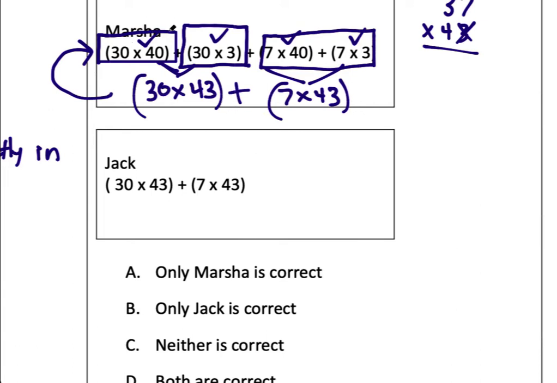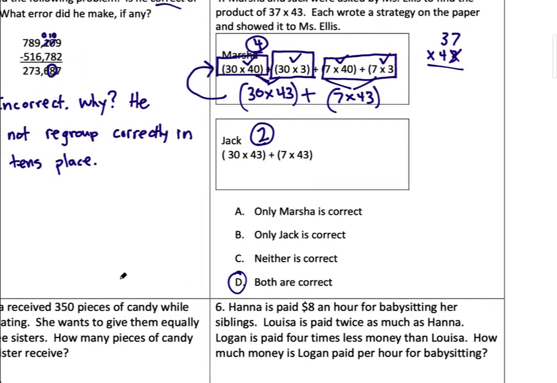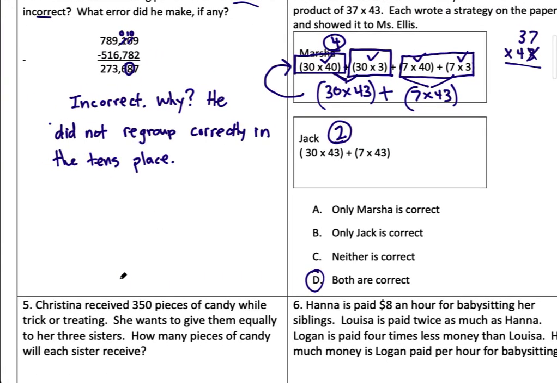It looks like Marcia used 4 partial products, and Jack only used 2 partial products. That is perfectly okay. Jack would get done with this problem a little sooner. I think it's a little harder to do it this way, but if you're good at multiplication, you could definitely save some time by doing it in 2 partial products instead of 4. So the correct answer here is they are both correct. You will both get the right answer if you multiply correctly.